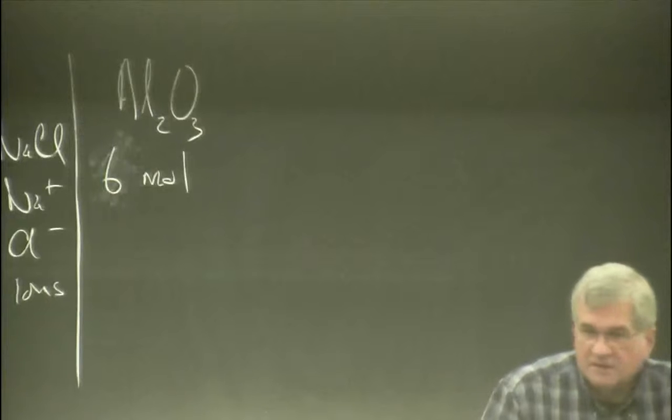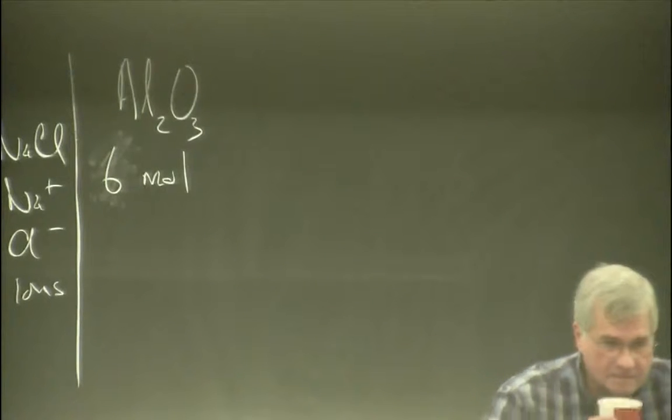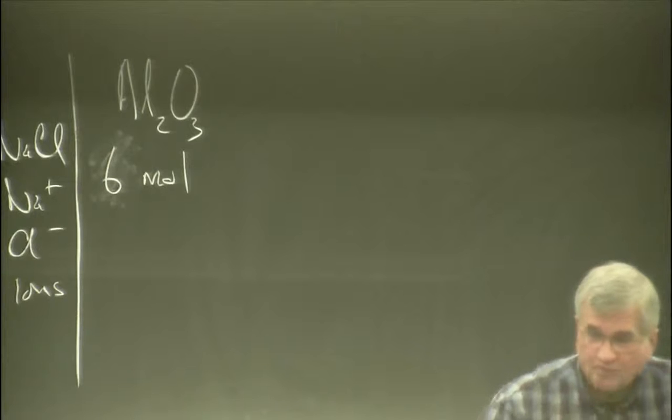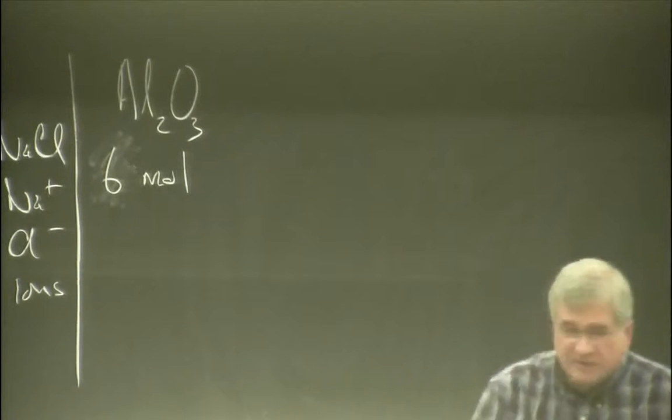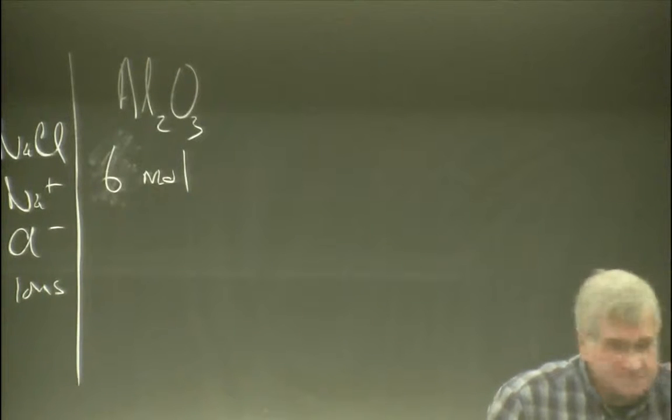So if we have, what's our total number of ions in 1 mole of this? So let's say 1 mole. Now let's make it interesting. Let's say 6 moles of aluminum oxide. Take it out and break it down. How many moles of aluminum ions? How many moles of oxide ions?